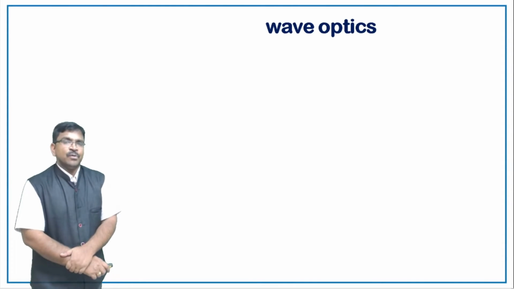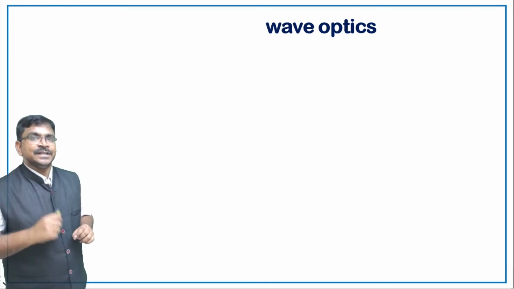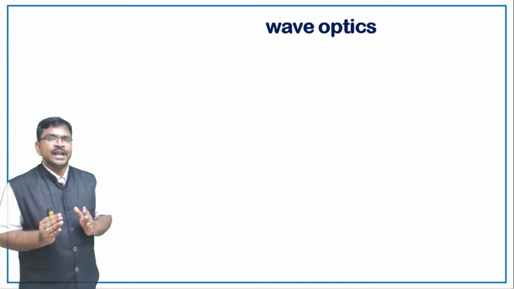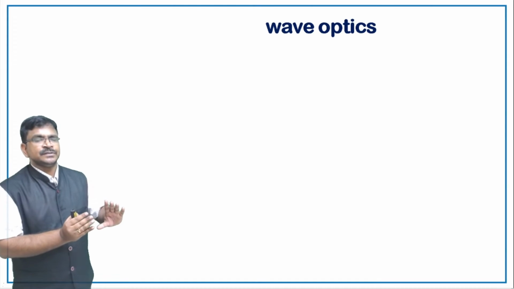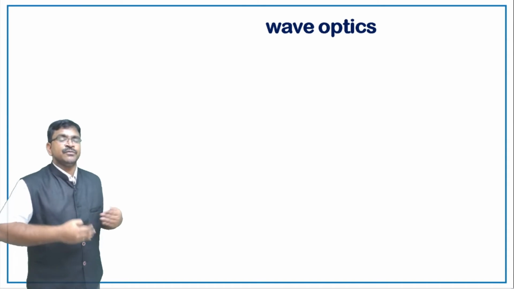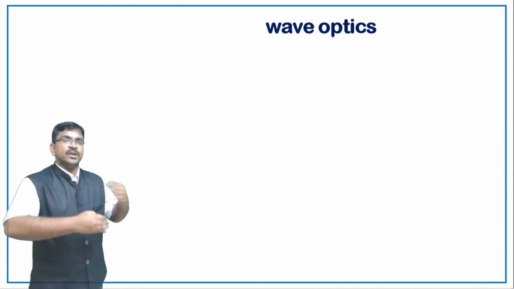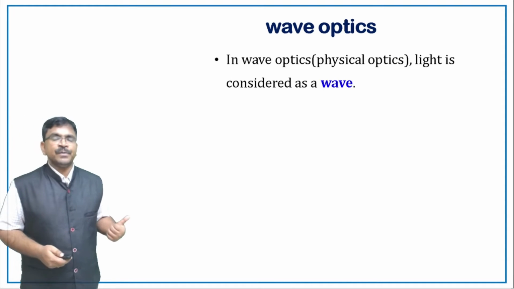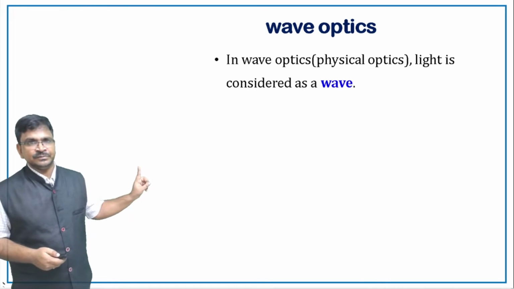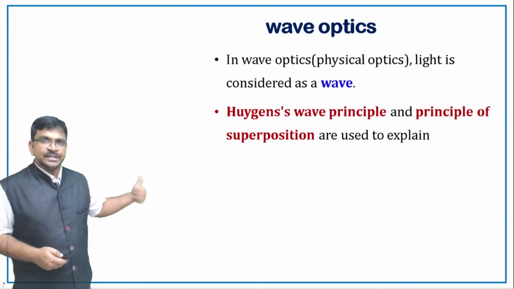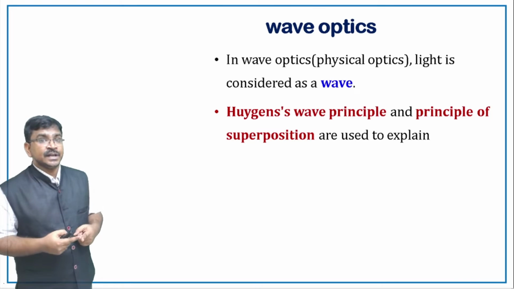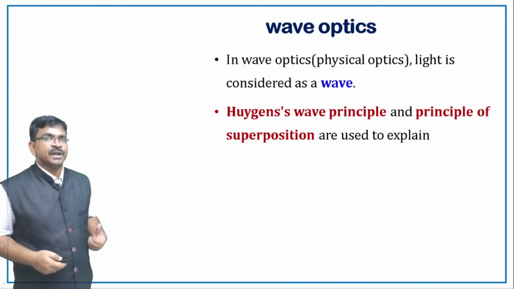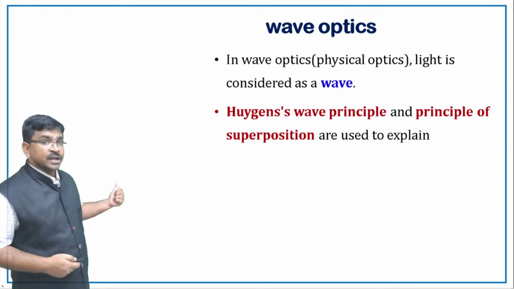Now this is a discussion about wave optics completely. Till now, we have discussed the introduction, what geometrical optics is and what it can explain, and the failure of geometrical optics. That failure is overcome by wave optics, in which light is considered as a wave. Huygens wave principle and another principle, the principle of superposition, that is addition of two waves, are used to explain these two concepts. What are they?